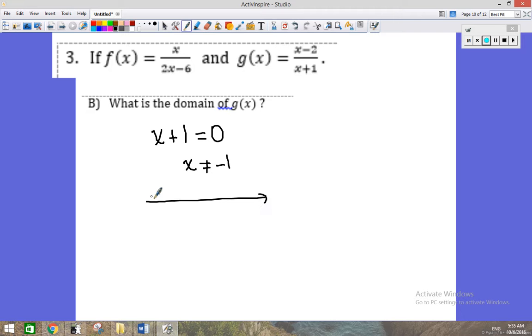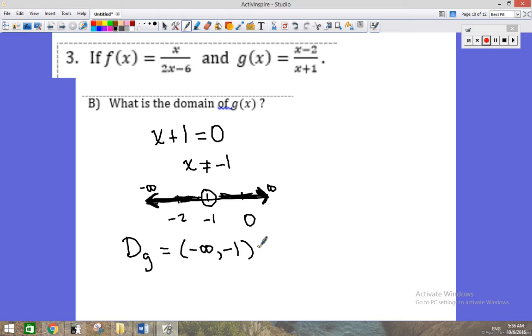When we look at a number line, all the other numbers are fine. They won't cause any problems at all. So to describe this infinite set, we use what they call interval notation, and we go from negative infinity to negative 1. We exclude negative 1, and from negative 1 to positive infinity. So there is our answer to problem 3, part B.